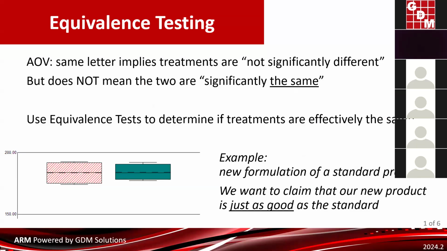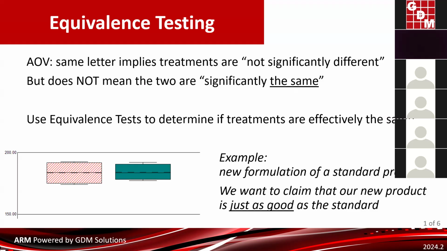And so the basic idea for this type of analysis is that the AOV, that's the standard analysis in ARM, we run that and we get mean comparison letters when we compare all of our treatments. And with that letter readout, if you have two treatments that end up with the same letter, that implies that those two treatments are not significantly different. And a lot of times you're hoping for differences. You want to prove one is better than the other, things like that.